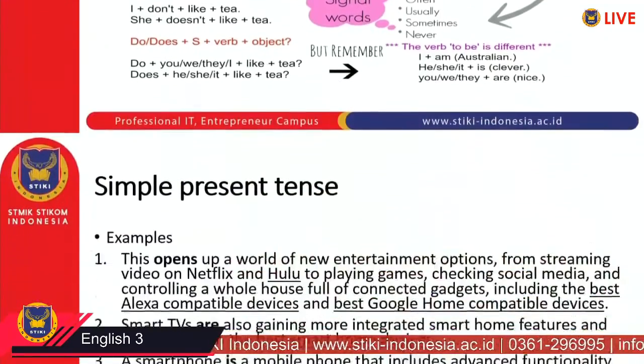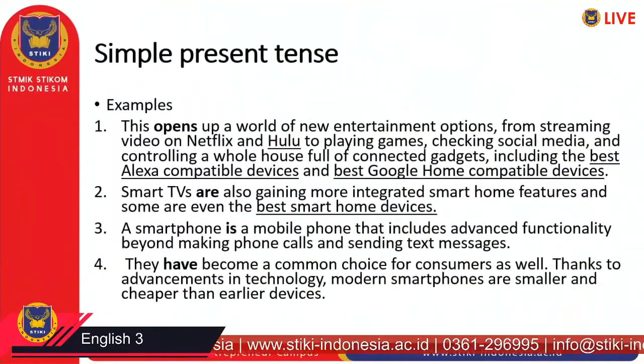You can see from the examples, I have 4 examples here. The first one, opens. Why open using S? Because we have to put S when the subject is she, he, or it. And then if the subjects are you, I, or they, you don't need to put any S in the verb. And you need is and am if the sentence is a nominal sentence. You can see for the example is number 2 and number 3.